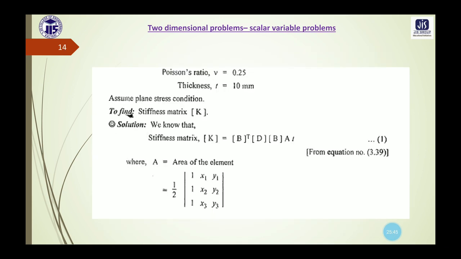Since the values of Poisson's ratio and the thickness are also given in this numerical, we need to assume the plane stress condition. So to find the stiffness matrix K, let us write the formula for the stiffness matrix K, which is B matrix transpose multiplied by D matrix multiplied by B matrix again, into A and into t. So this is the formula to calculate the element stiffness matrix for the CST element.